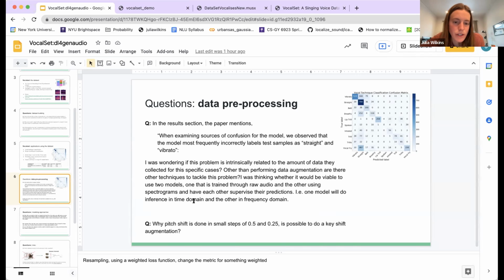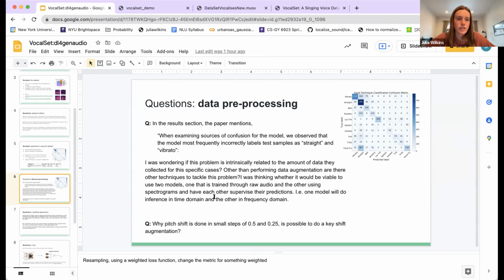And then why was pitch shifting done in small steps of 0.5 and 0.25? Is it possible to do a key shift augmentation? Yeah, so we did this in the vocal technique classification, because we do have that big class imbalance. That's why we wanted to do some data augmentation to bring up some of the lower classes.